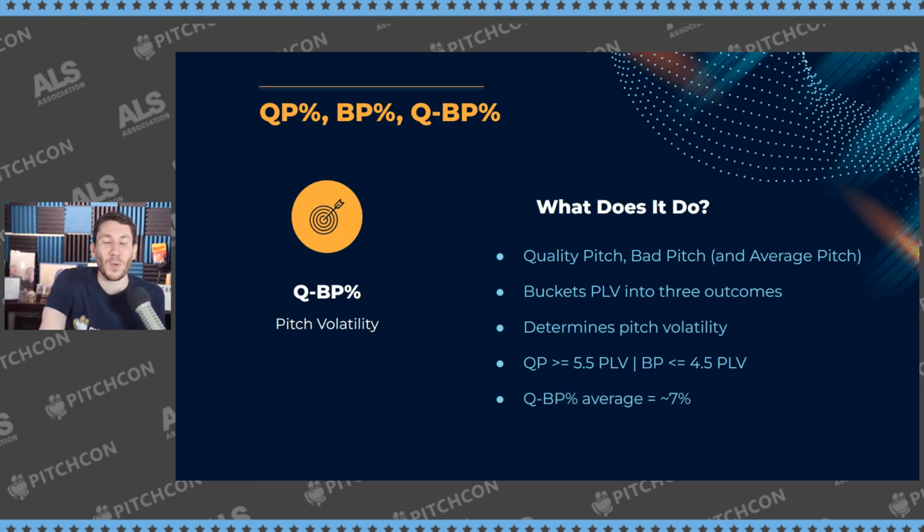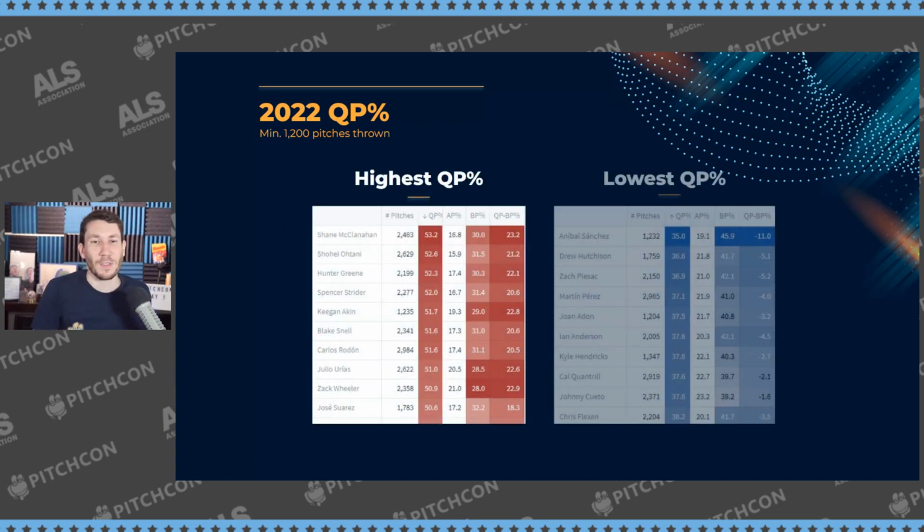And by the way, the QP minus BP percentage average is around 7%. I also have some theories about using this with K minus walk rate. I think this is K minus walk rate expressed in a more granular way. And I have some thoughts about that, but that's for another time. We're not ready to showcase all of that work. So here's just some quick looks at these.